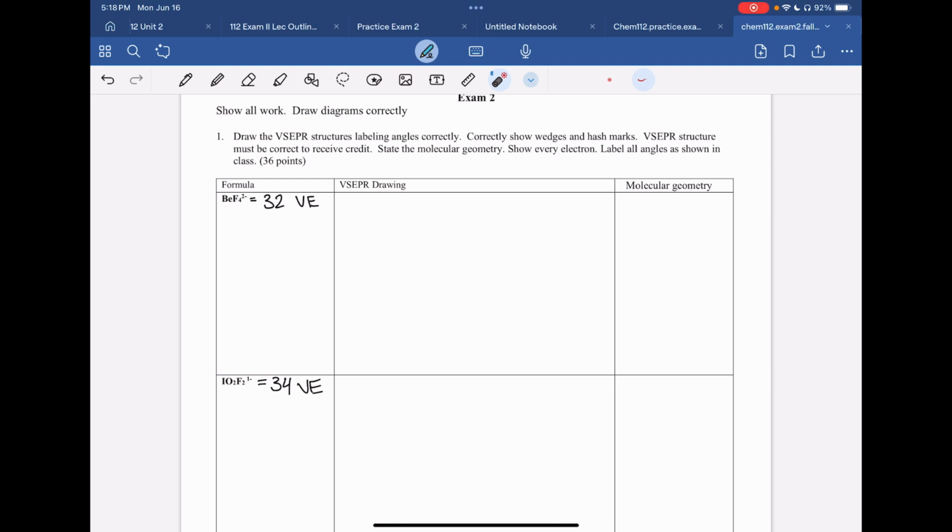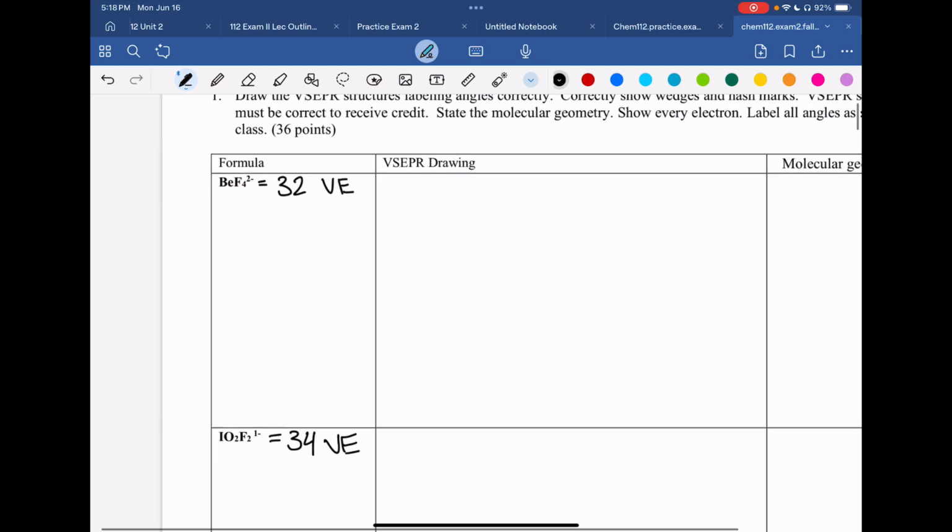Okay, so your first step is to actually draw the Lewis structure because you can't draw VSEPR without drawing Lewis. To figure out Lewis, you must know the total valence electrons of your molecule. I went ahead and gave you those already because you should know how to calculate that. I'm not going to hold your hand while you do that. You should know it's 32.